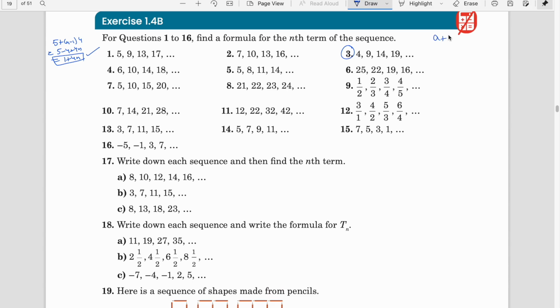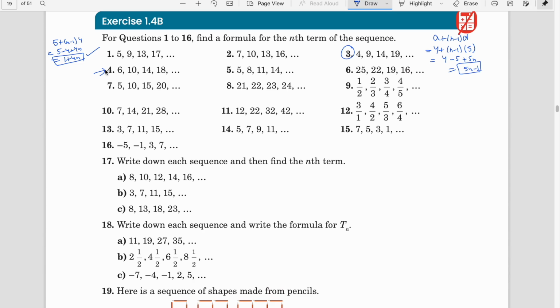See, a plus n minus 1 into d. A is the first term. Yeah, formula is minus 1. And the difference is plus 5 in this case. So 4 minus 5 plus 5n, and we get 5n minus 1.